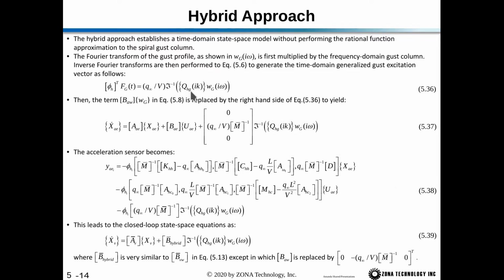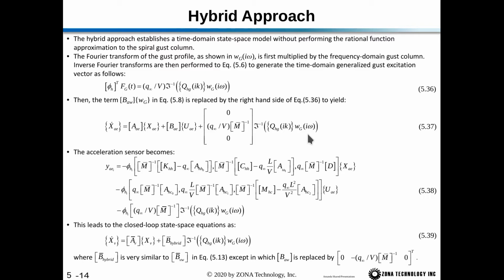So we have the gust terms solved in the frequency domain. We then perform the inverse Fourier transform to give us the gust as a function of time. Then the term B AW times WG in equation 5.8 is replaced by the right-hand side of equation 5.36 to give us equation 5.37. So the first two terms, AAE times XAE plus BAE UAE, are just the normal aeroelastic matrices that we saw before, and then this is our new gust term.